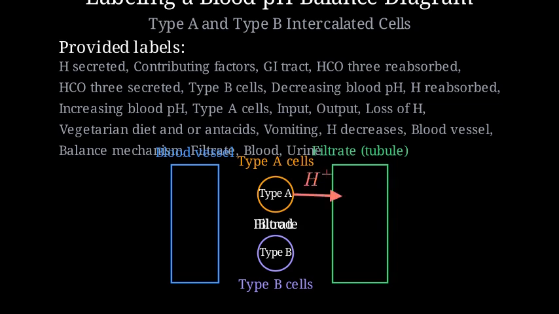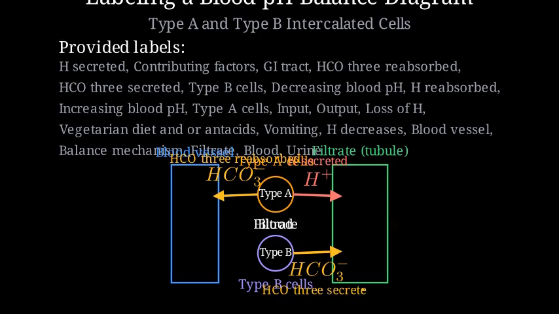Next, let's label when each cell becomes active. Type A cells help when blood pH is decreasing, meaning more acidic. Type B cells help when blood pH is increasing, meaning more basic.